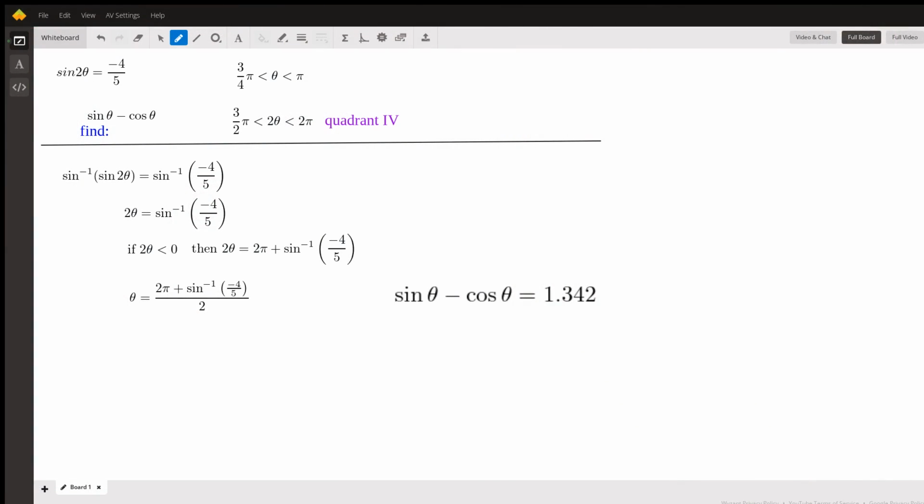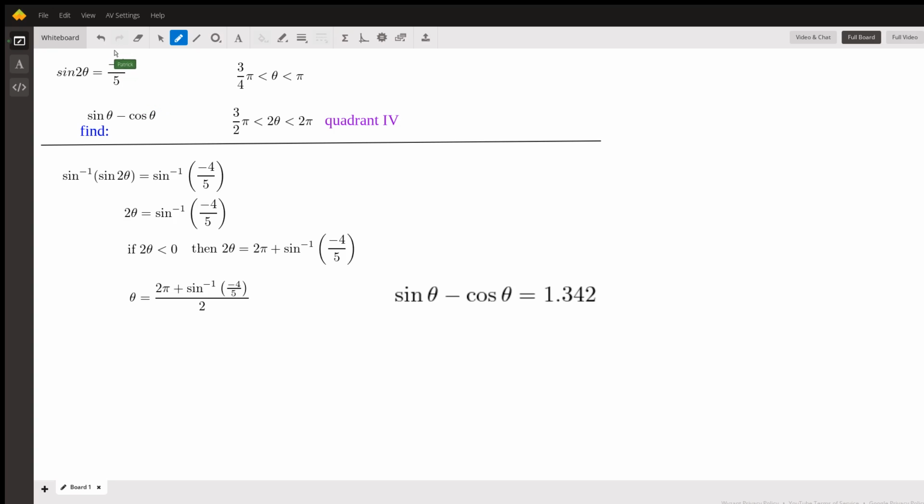Okay, so we have a trig problem here. I confirmed with the student that this is a negative. It was written as a positive 4/5, but it is supposed to be negative.